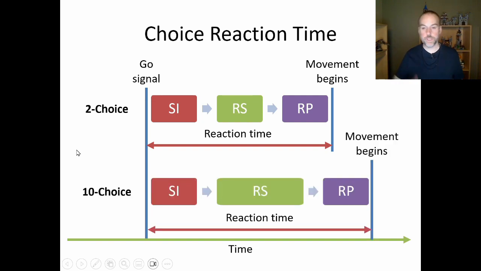If we compare this to 10 choice, so a much harder task, what he said is that stimulus identification and response programming are probably about the same duration as 2 choice. So, identifying a number doesn't matter whether it's 1 to 5, it's about the same. Programming the thumb, index finger, middle finger, that's about the same. The reason reaction time changes in 10 choice, so why is it much longer? It's because response selection takes longer.